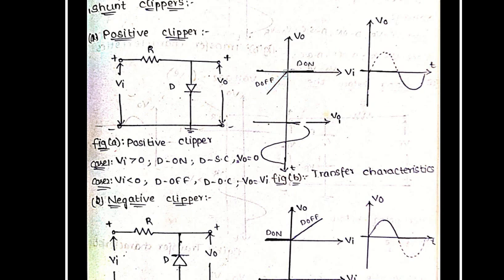That means in this case, the diode is off. This is Vi, this is V0. So this represents the transfer characteristics of the positive clipper.